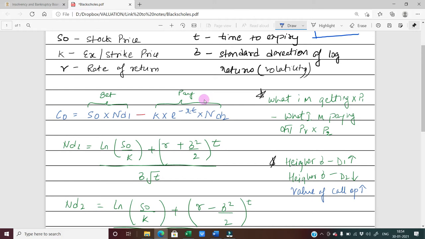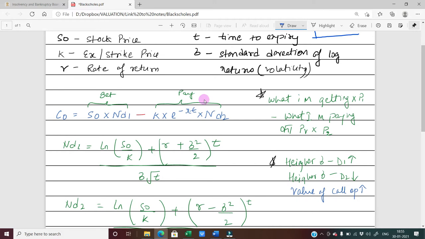If we divide the formula into two parts, it becomes very easy to remember. I have written it here also. Your first part is the probability of me getting that particular price, that is S0 into N(d1). The second part is what I am paying, its present value, into the probability of that event happening. So here both the probabilities are different. The logic of P equals 1 will not apply here. Both these probabilities are different.